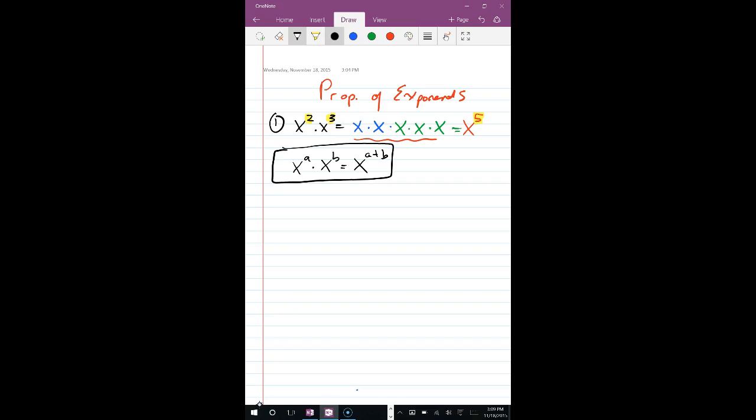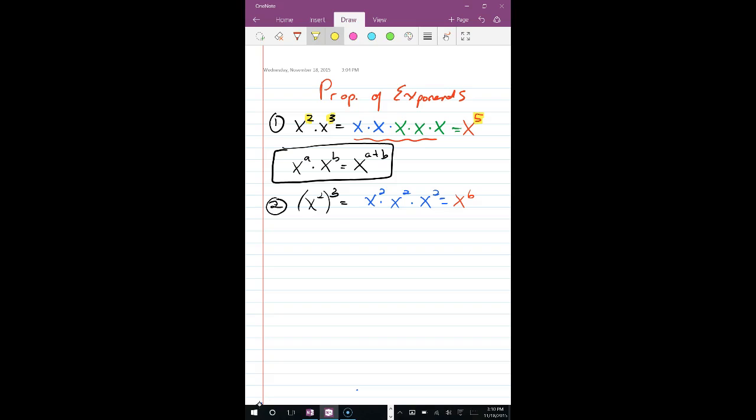Following closely behind this rule is the idea of what do we do when we have a power raised to a power. For example, x squared cubed. Well, we all know x squared cubed means x squared times x squared times x squared. But by the rule that we just learned or reviewed, powers of the same base when multiplied end up with the exponents being added, so that now we have x to the sixth.